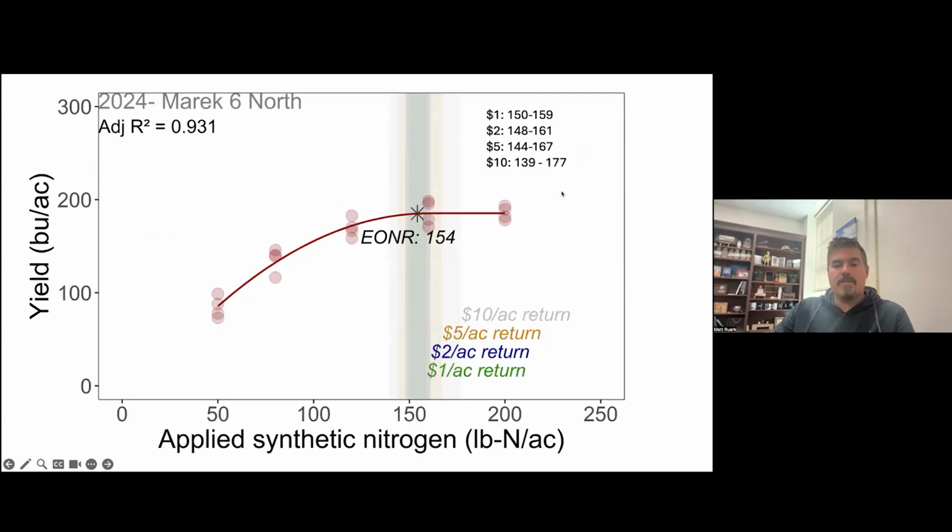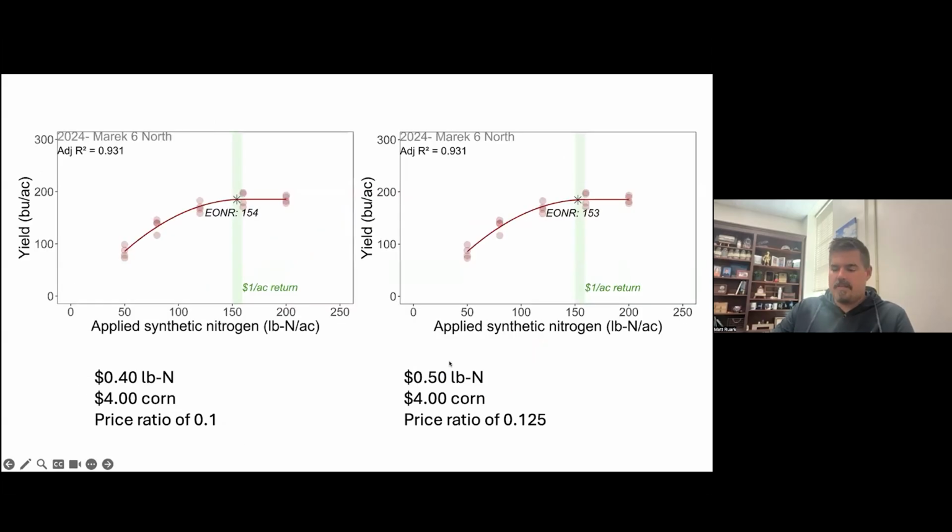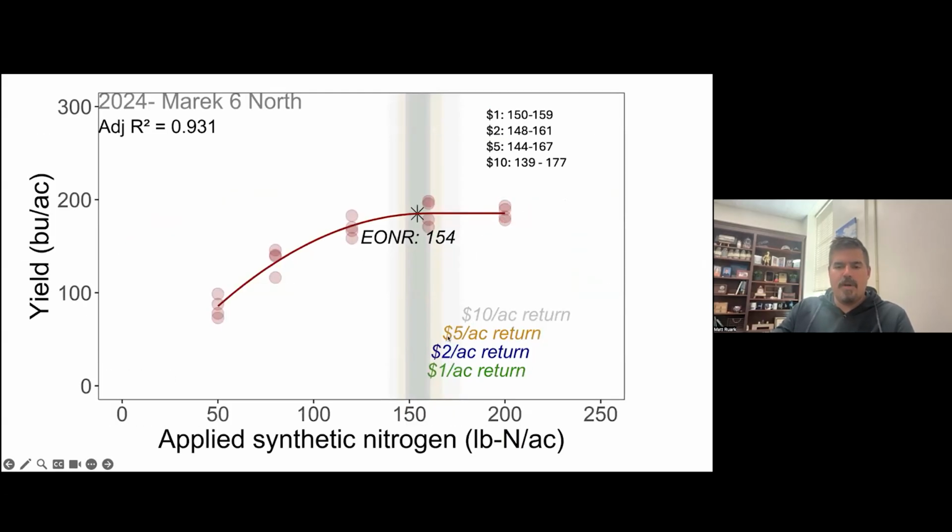All right, but we can also take a look at, well, okay, that's within a buck. What about $2 or $5 per acre range? What do these numbers look like? Obviously, when you're managing, okay, well, what if you want to maintain your profitability within $2 per acre? The range goes up a little bit, not that much though, right? So it went from 150 to 159 to 148 to 161. So just a few extra pounds on either end.